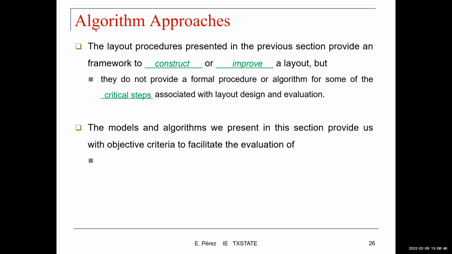The type of algorithms that we're going to discuss now are steps that use some type of performance measure to tell you, okay, if you move this area to this location, you're going to improve your design or your performance measure by this amount. So the models and algorithms we present in this section provide us with objective criteria to facilitate the evaluation of various layout alternatives that emerge in the process.